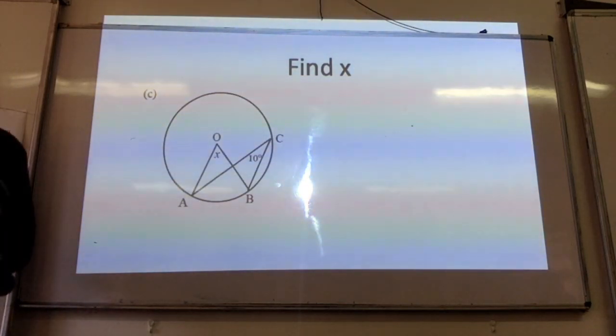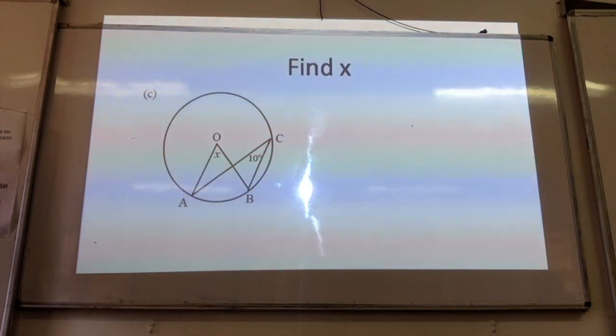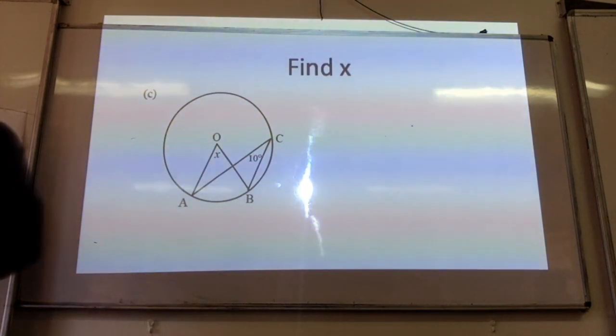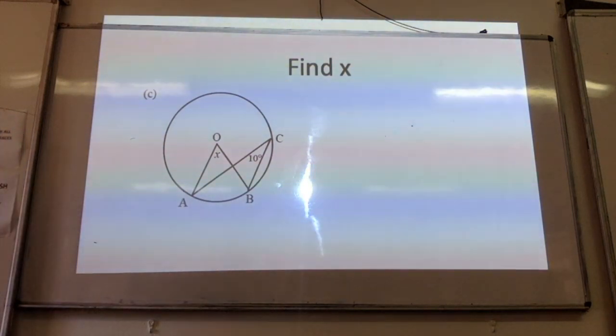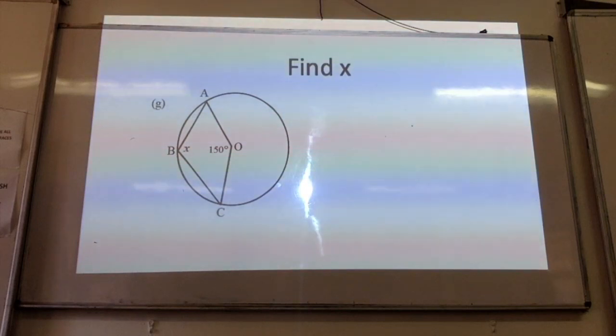What about this one? What is x equal to? x is equal to 20, right? What is the reason? Right, angle at the center is twice angle at the circumference. And that one? 75. Same reason. 75? I don't agree. Now that's double. It will be 150 plus 150 is 300. No, it's not 75.